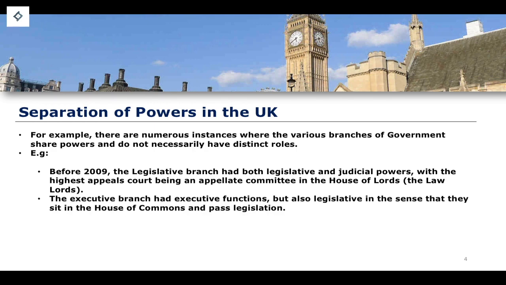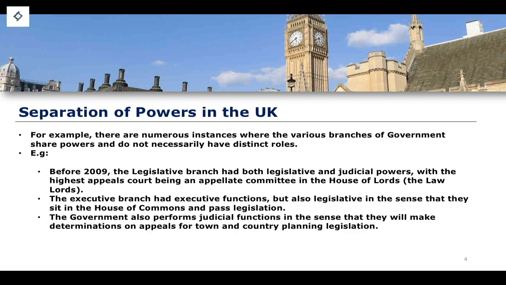The executive branch had executive functions, but also legislative functions, in the sense that they sit in the House of Commons and pass legislation. This is what has been the case in the structure of the United Kingdom today. The executive branch has both legislative and executive functions in the ability to pass policy, to interpret policy, but also to pass legislation. The government also performs judicial functions in the sense that they make determinations on appeals for town and country planning legislation. Again, these are legislative functions but are performed by the executive branch.